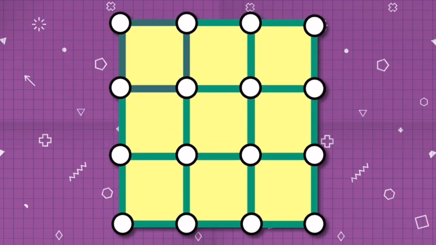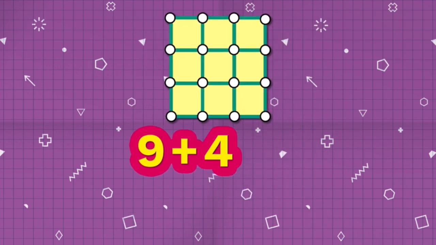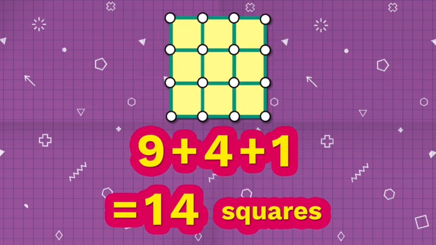To work out how many squares were in the model, let's look at how we got our answer. If we start counting the smallest squares, there are 9. 4 medium-sized squares and 1 outer square. So 9 plus 4 plus 1 gives us 14 squares in all.